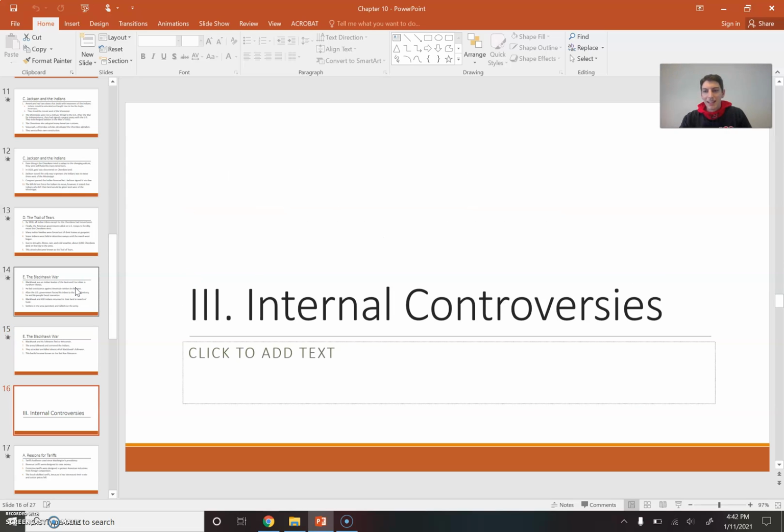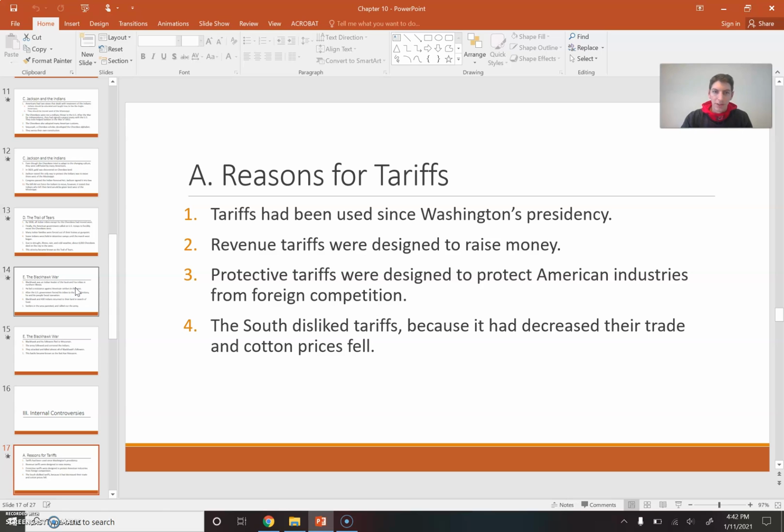And that brings us into internal controversies. Now, moving to domestic affairs. Tariffs had been used since Washington's presidency, and we've talked about what tariffs are. Tariffs are taxes on imported goods. Now, there were two types of tariffs.